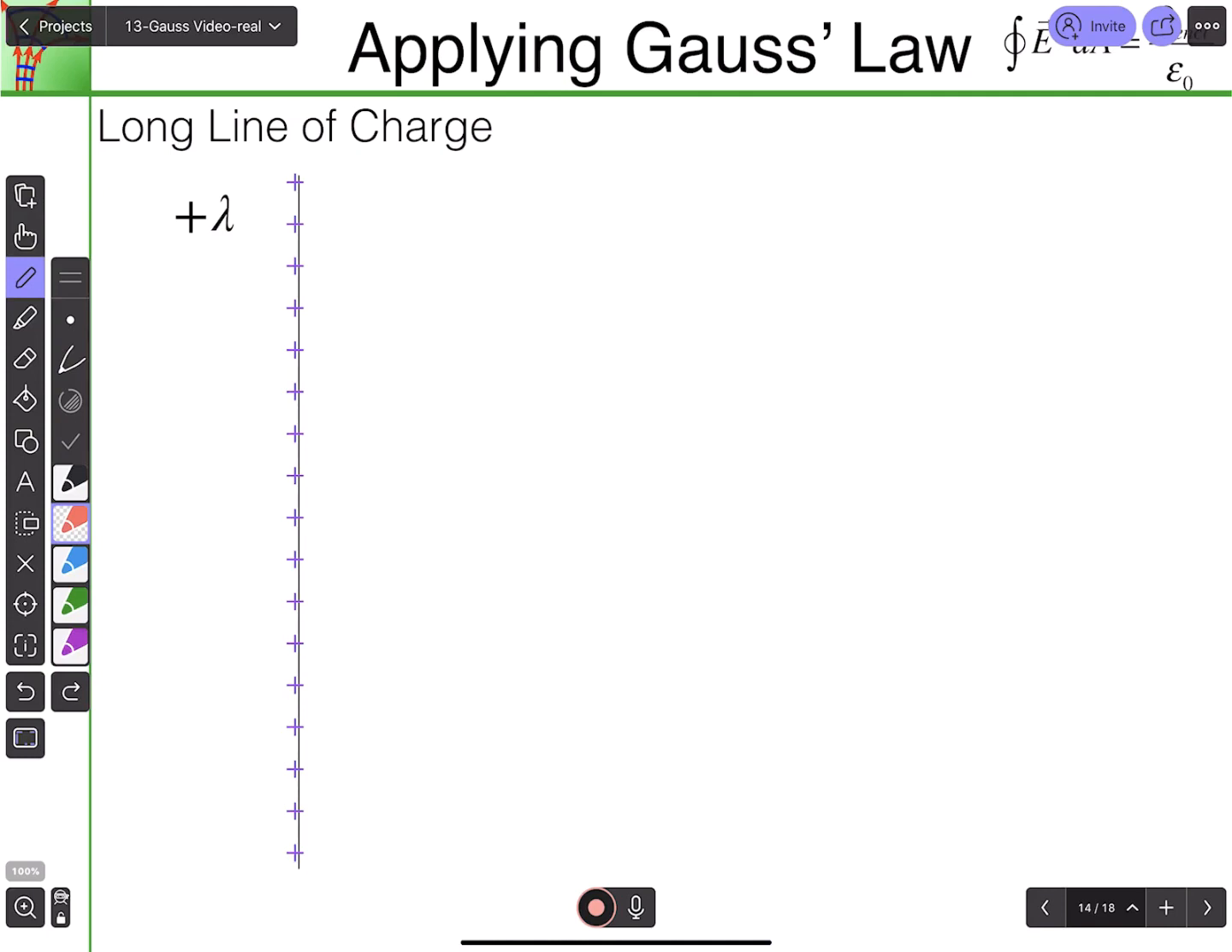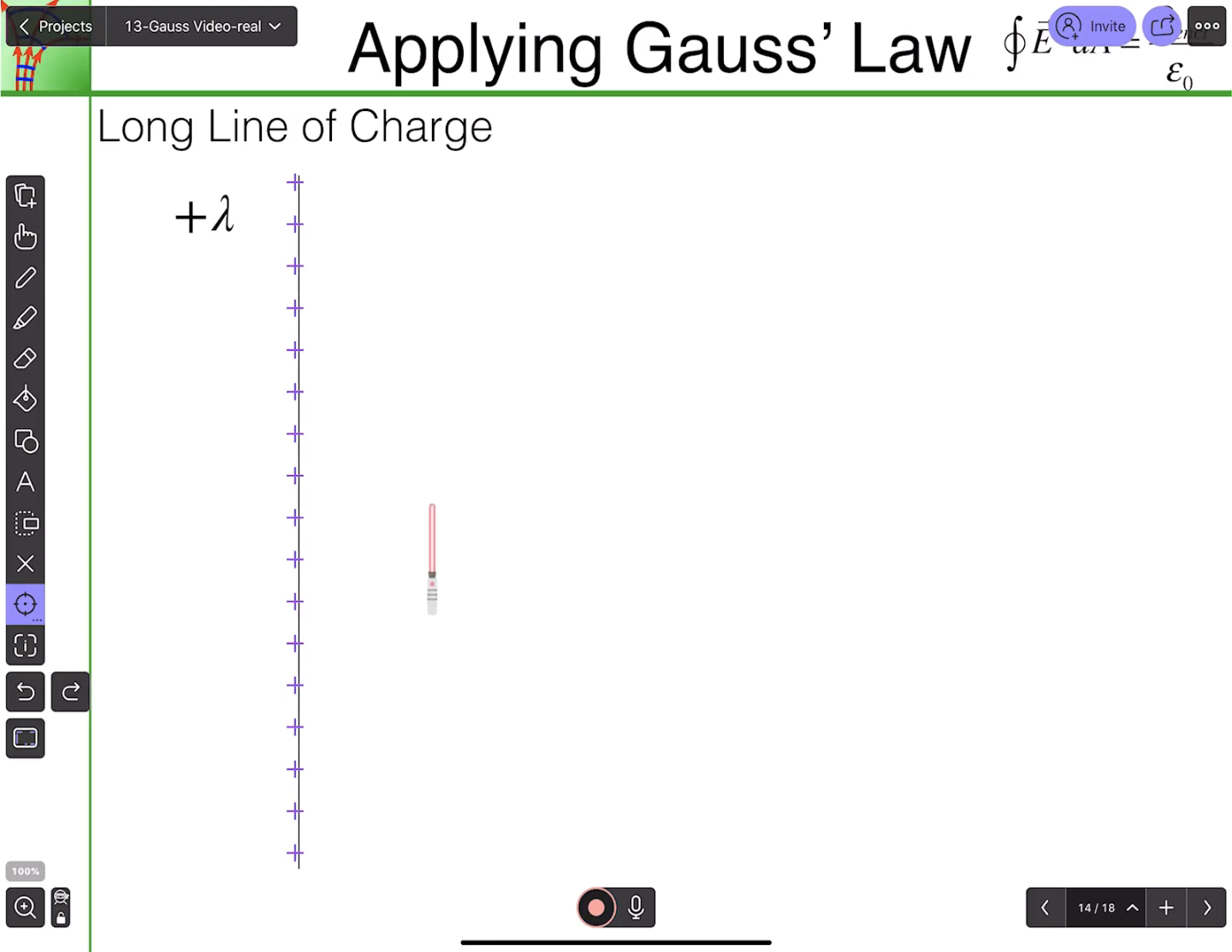This next example is for a long line of charge. So if we have a line here, it's very, very long, and it has positive charges distributed on it, and it has linear charge density lambda. So linear charge density lambda is just how much charge it has per unit length. If lambda is 6 coulombs per meter, then every meter of the line has 6 coulombs of charge.